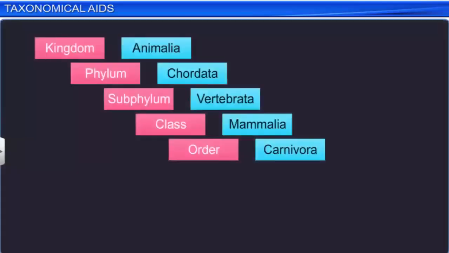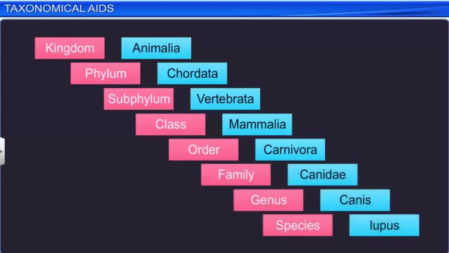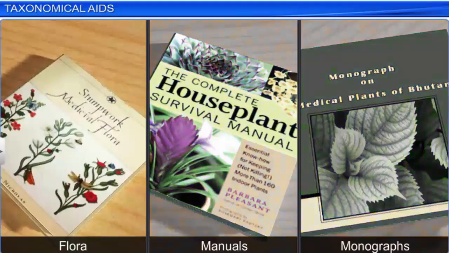Separate taxonomic keys are required for each taxonomic category, such as family, genus, and species, for the purposes of identification. Other taxonomical aids like flora, manuals, and monographs are also used.